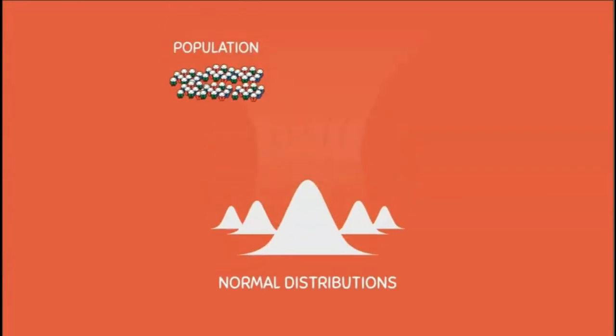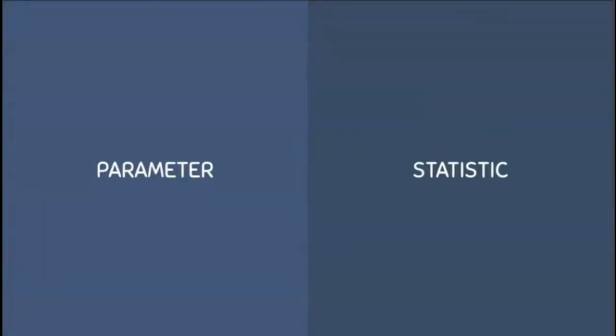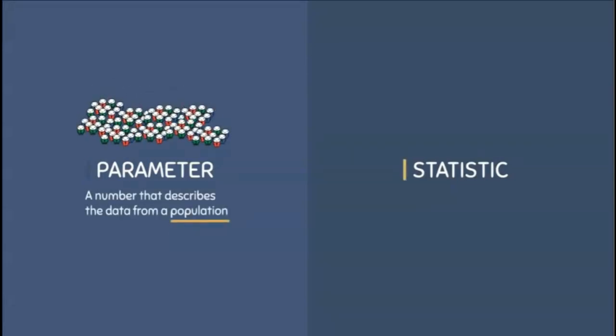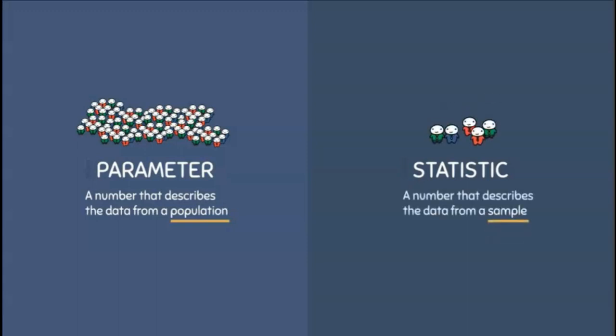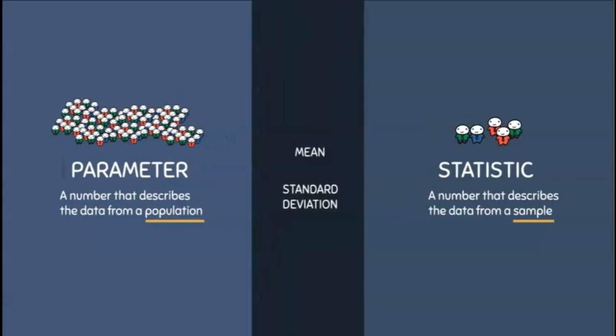So basically, normal distributions are the data we get from a population or a sample. And we also need to distinguish between a parameter and a statistic. A parameter is a number that describes the data from a population, while a statistic is a number that describes the data from a sample. Examples of a parameter in statistics are the mean and standard deviation, and we have to be very careful with what symbols we use to represent these numbers.